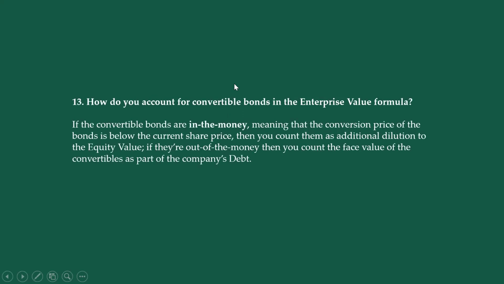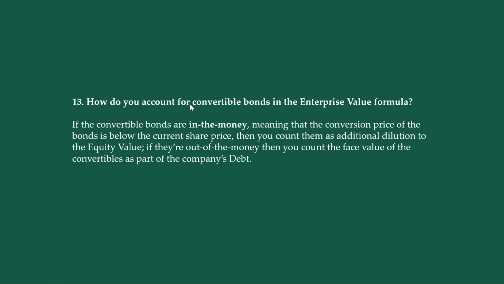Let's move to question number 13 now. Question number 13 talks about how to treat convertible bonds when calculating enterprise value. And to understand it fully, we need to understand a few concepts like what is a convertible bond. We have discussed this previously, in the money and out of the money.